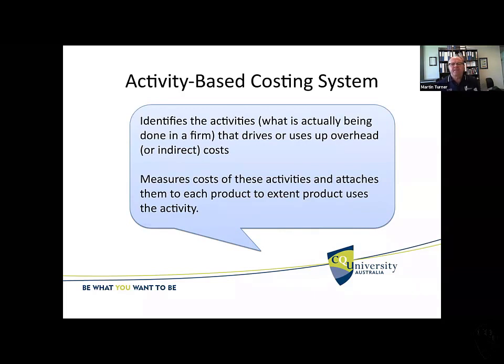It measures the cost of these activities and then attaches them to each product to the extent the product uses that activity. So you might be providing some part of the advice to a client and then to the next client, the next client. So that activity of providing that advice measures the cost of these activities and attaches them to the products as they use that activity.